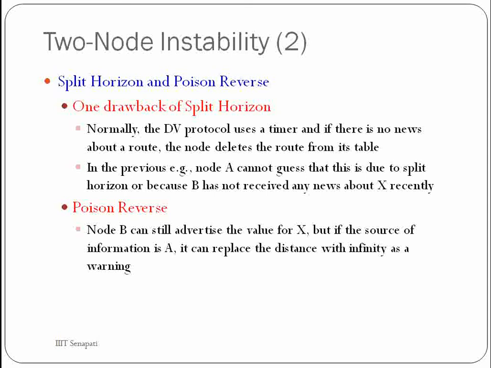Now what is poison reverse? Node B can still advertise the value for X, but if the source of information is A, it can repeat the distance with infinity as a warning.